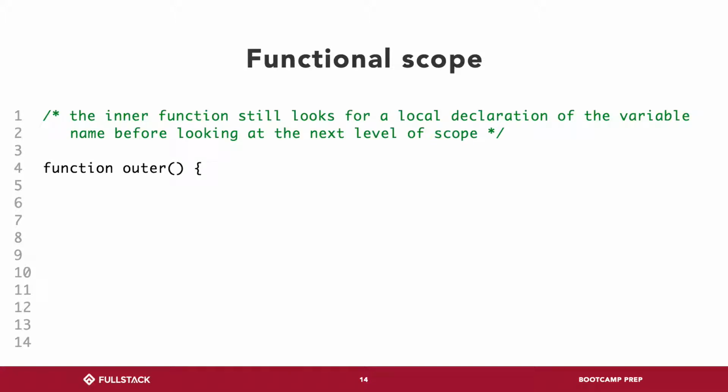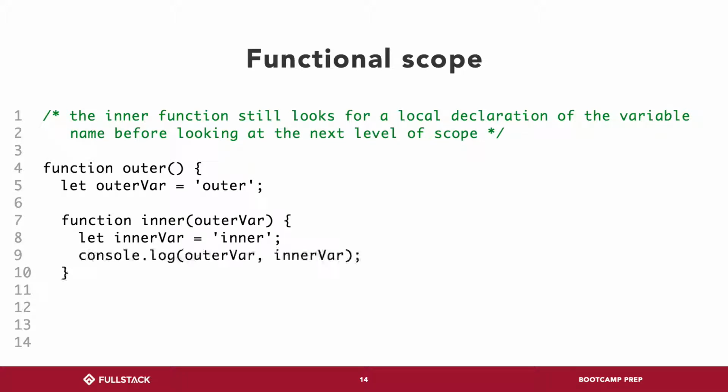Yeah, the inner function still looks for a local declaration before looking at the next level. So in this case, I believe it will just log inner, and outer and inner, and then it's fine. There are no errors here because the outside scope isn't trying to access an inner scope. And when you don't have that, everything runs smoothly.